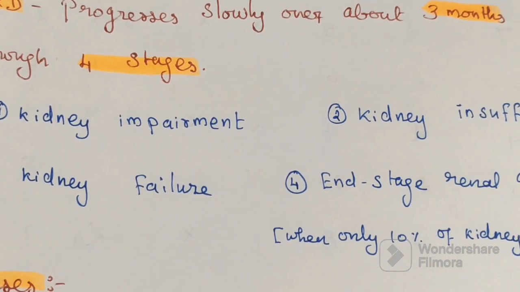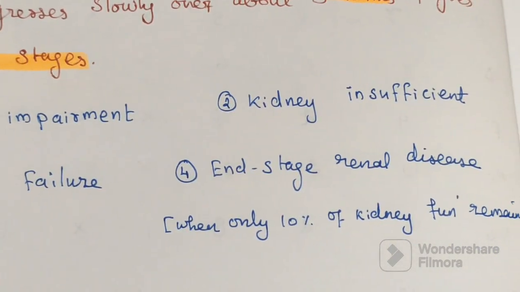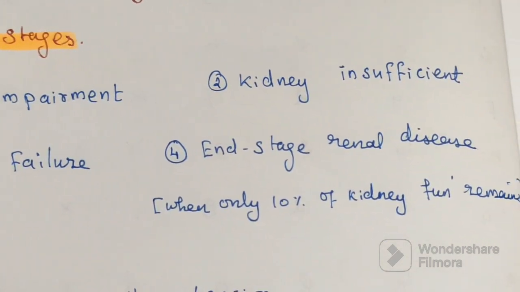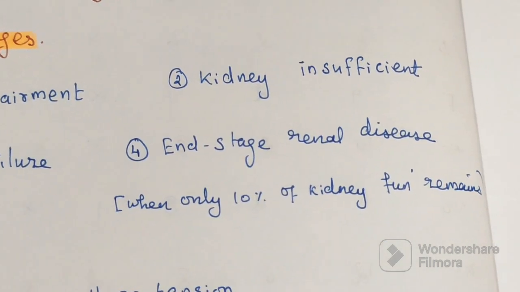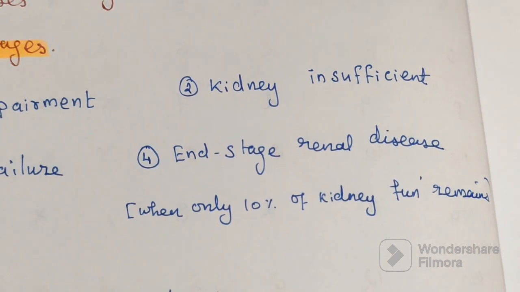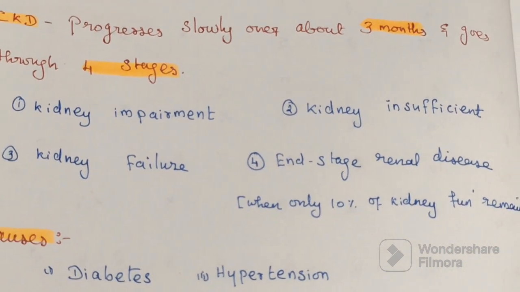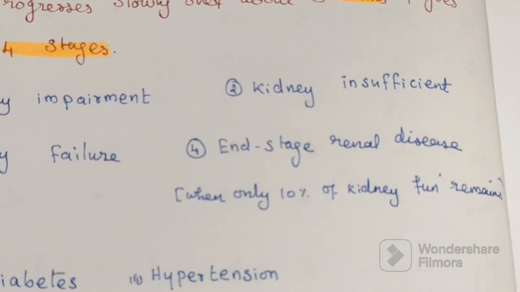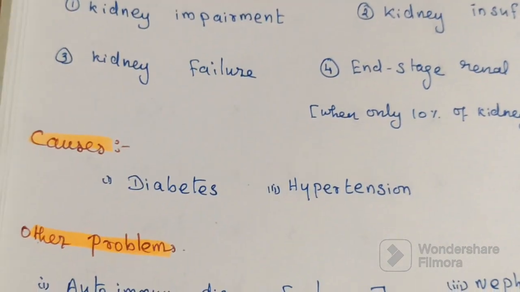First one is kidney impairment, then kidney insufficiency, then kidney failure. When only 10% of kidney function remains, that is end-stage renal disease. What are the 4 stages? Kidney impairment, kidney insufficiency, kidney failure, end-stage renal disease.